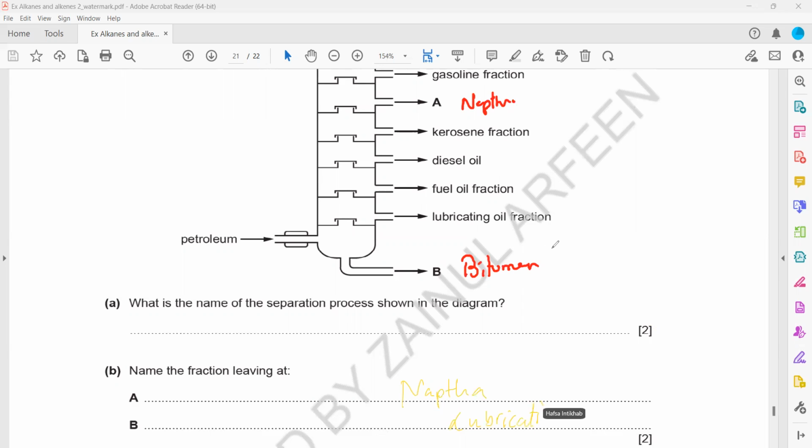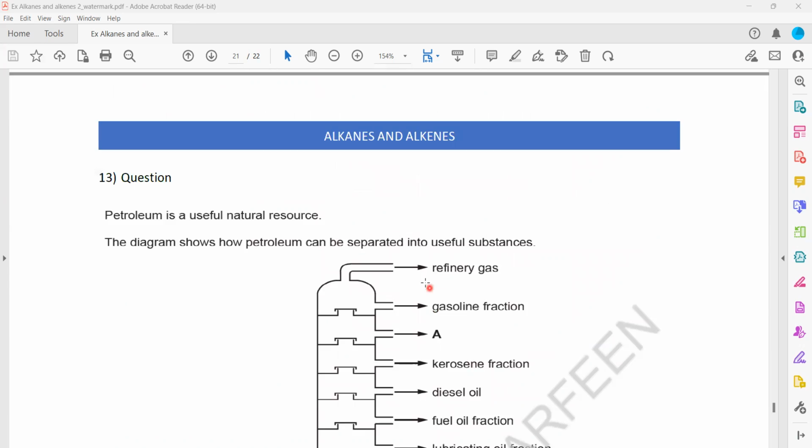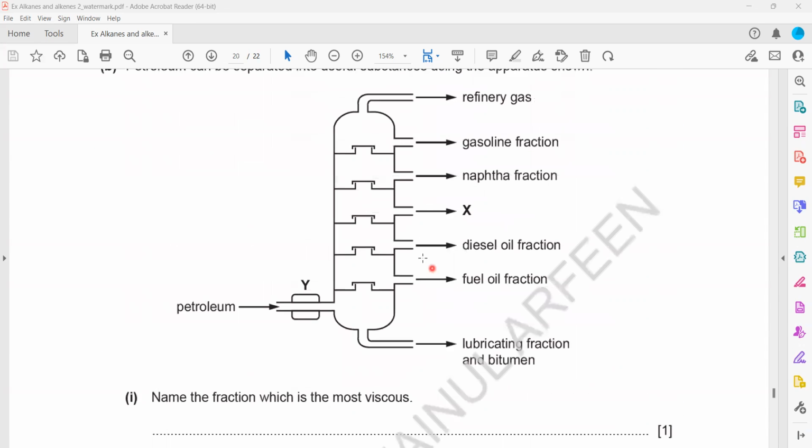Lubricating fraction. The least one, okay, that's fine if you're writing it. But you can write here as bitumen. The appropriate answer, because if you check the difference between the previous one and this one, here how many fractions do they show us? 1, 2, 3, 4, 5, 6, 7, and 8. In this one, 1, 2, 3, 4, 5, 6, 7.